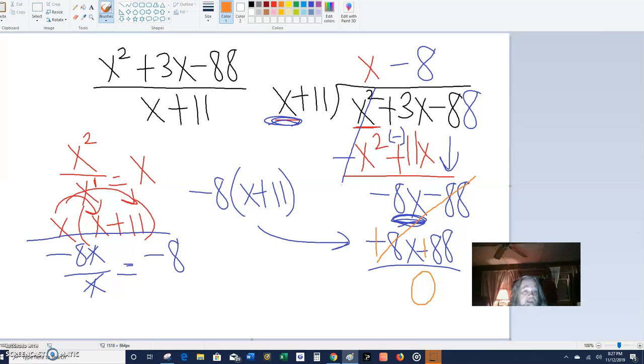Whenever you get a remainder of 0, you don't have to express your remainder or put your remainder over your divisor. In this case, our final answer is just x minus 8.